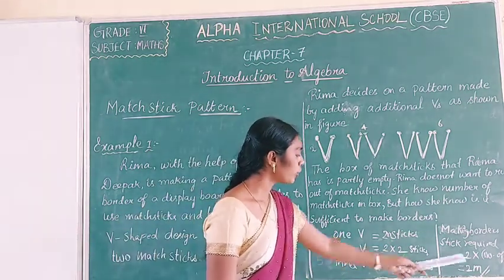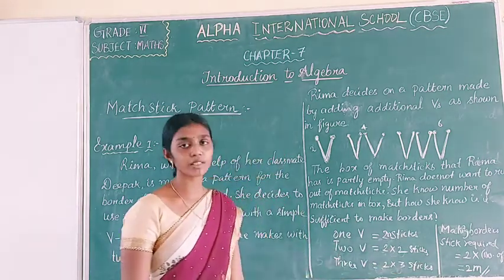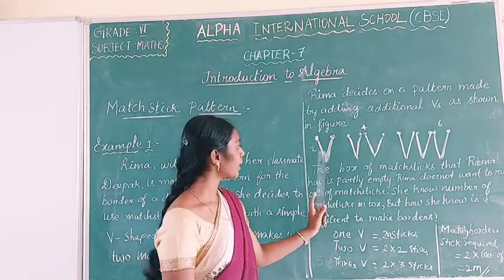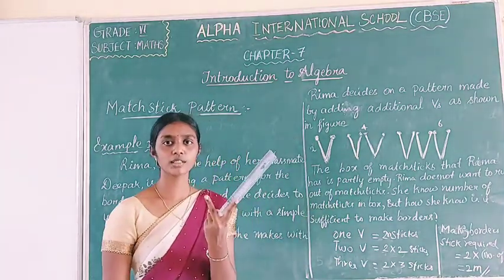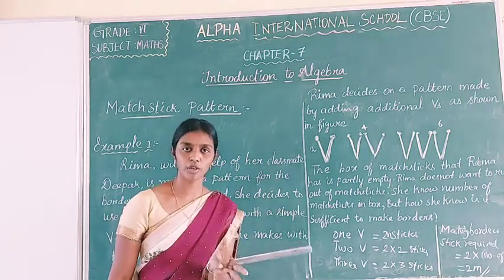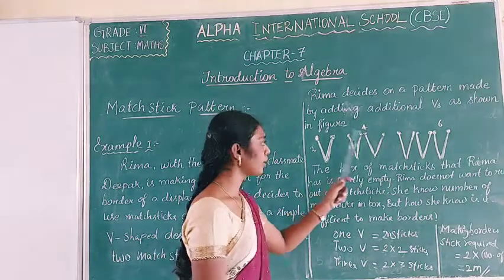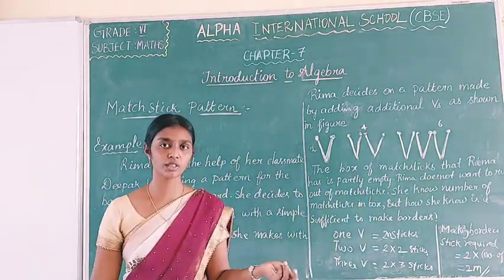For that, 2 is constant, no? So I kept that 2 as it is. Which numbers are varying? Yes, the number of V's alone is varying. See here, the sticks remain constant. For making 1 V, 2 sticks is enough, so the 2 remains constant. The number of V's alone is changing, no? Here it is 1 V, here it is 2 V and here it is 3 V. So the number of V's is changing.